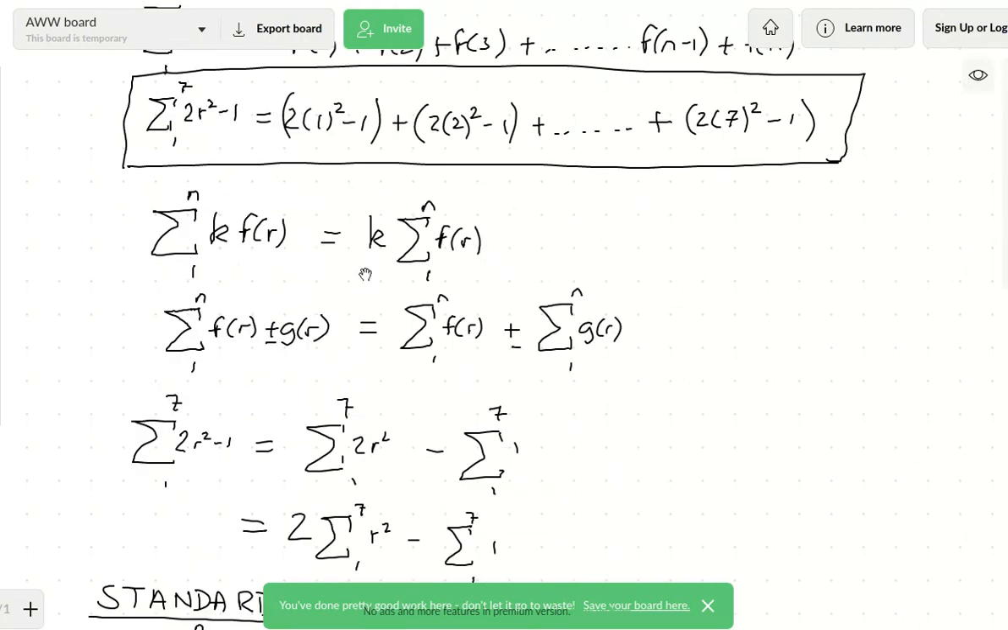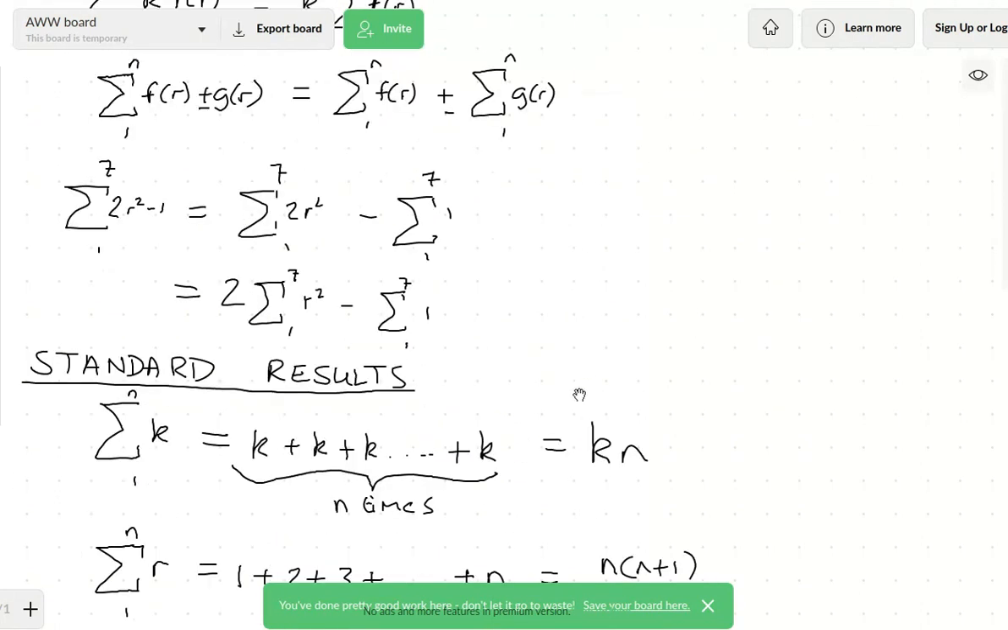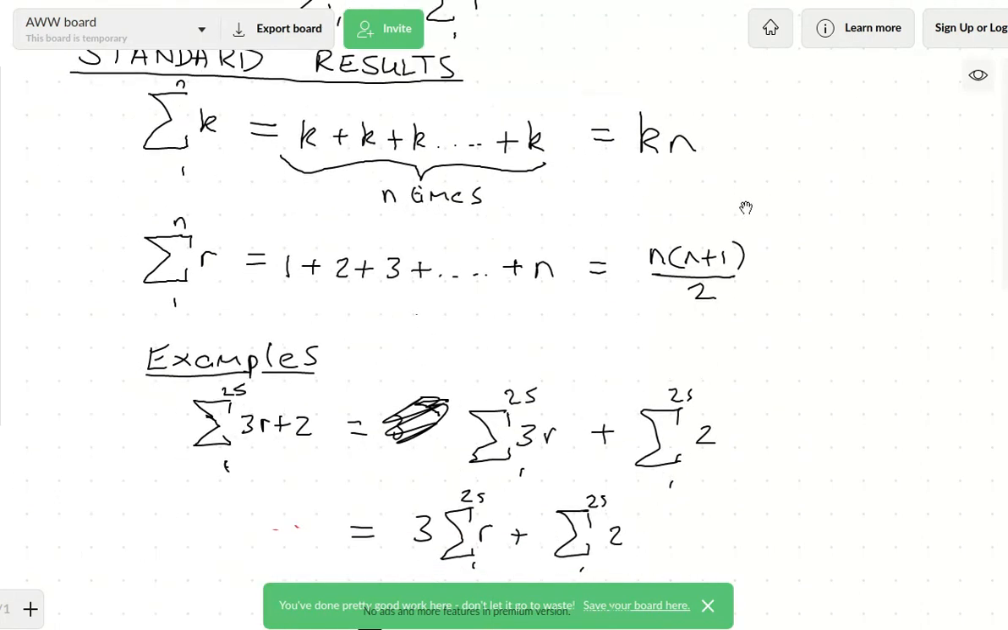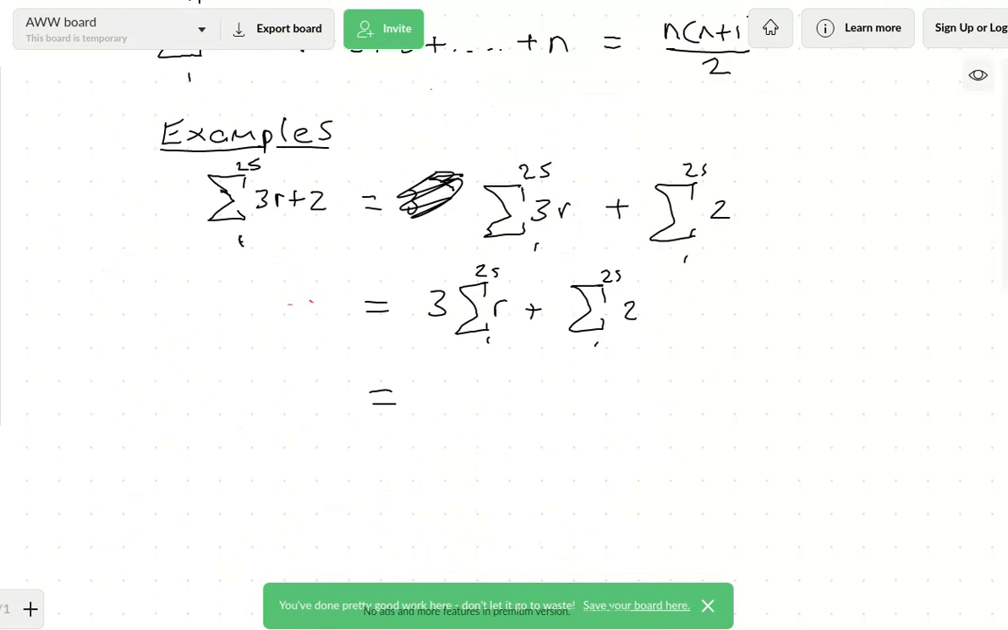Sum of k times f of r is k times sum of f of r, and if you've ever got two things added together in a sigma, two functions, you can do them separately as two separate sigmas. I'm just using those two principles, and now I'm going to use the standard results, yeah? Because what have I got here? I've got this, which is 3 times, okay, n is 25, so 25 times 26 over 2. And here, well, n is 25, so 2 times 25.